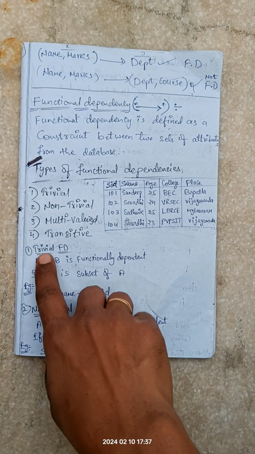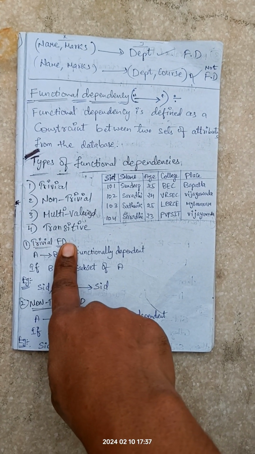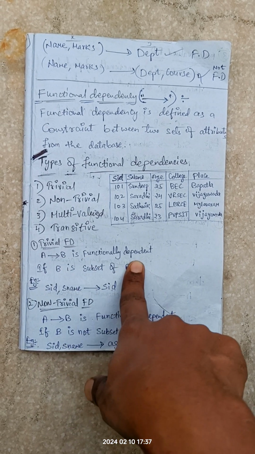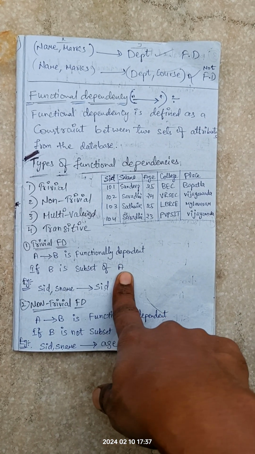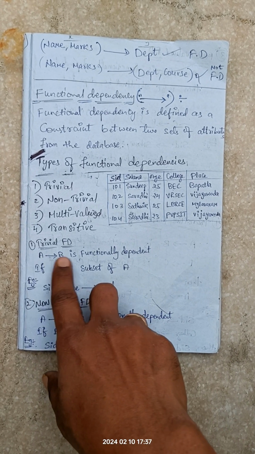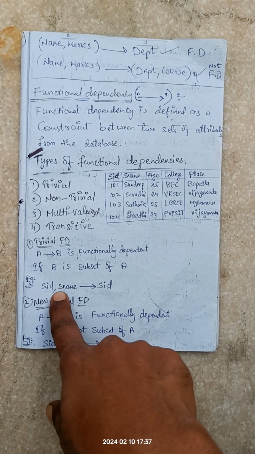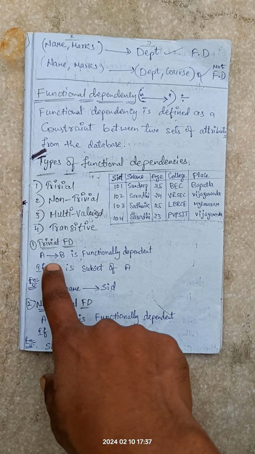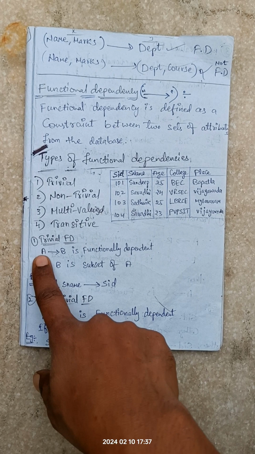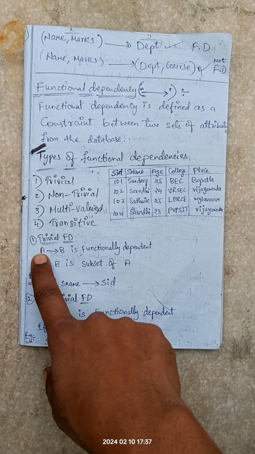Okay, so trivial functional dependency. A tends to B is functionally dependent if B is a subset of A. With the example you will understand. B should be a subset of A. Then only A tends to B is functionally dependent.